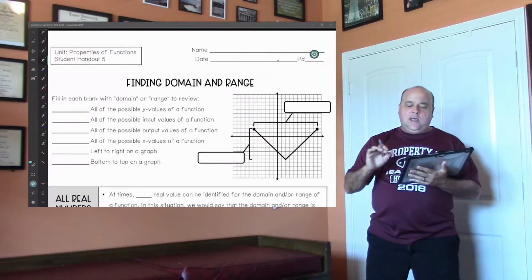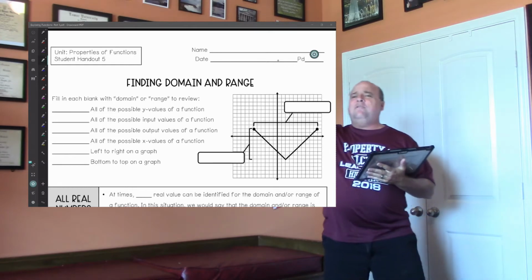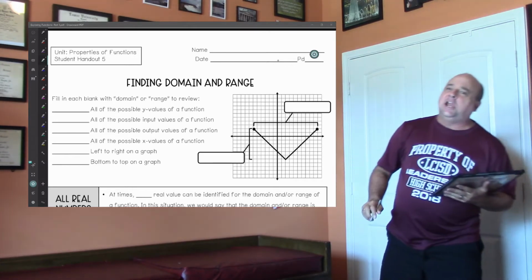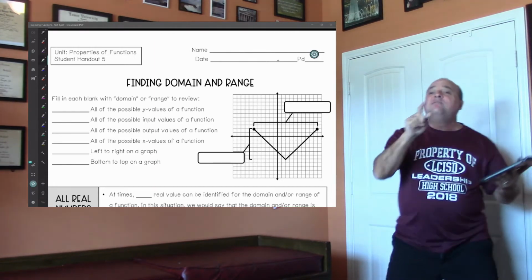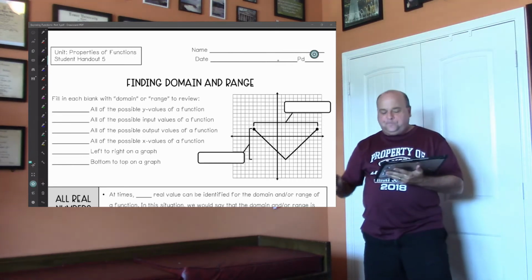Before I talk anymore, let me record this or I will do all of this for nothing. I haven't done this yet today. So now we have a magical whiteboard. And we are going to learn about domain and range. It is going to be F-U-N, fun, fun, fun. Okay, so let's get started.